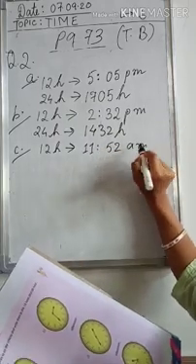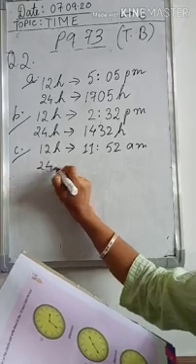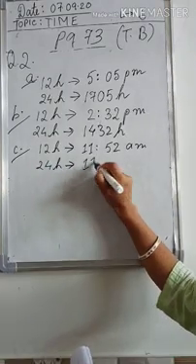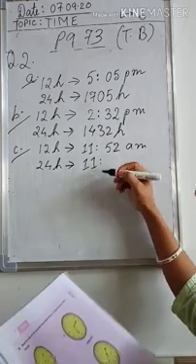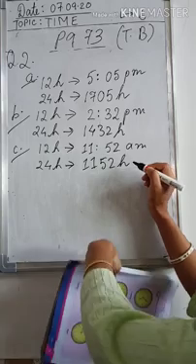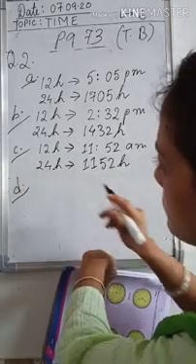11:52 AM. And what will be the time in the 24 hour? It will be again 11 because it's less than 12. 11:52 hours. Now answer of number D.